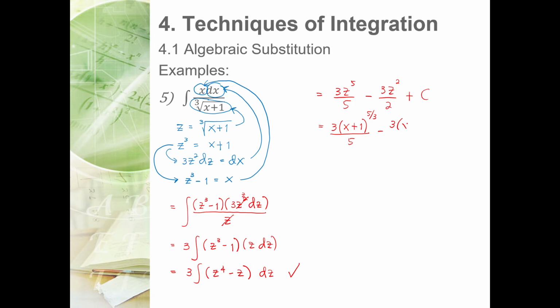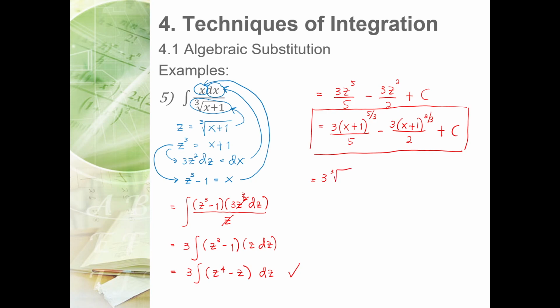So 3x plus 1, then 2/3 all over 2 plus c. So this is the final answer. Again, this is my style of writing the radical term, but you can write it in this manner also.